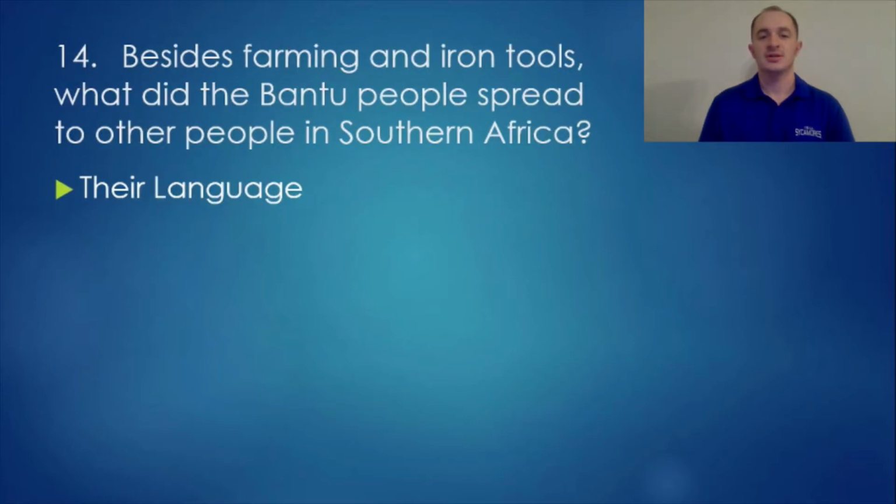So besides farming and iron tools, what did the Bantu people spread to other people in southern Africa? So around 500 AD, the Bantu came to southern Africa and started to spread their language. So with their advanced farming and iron tools, they started to teach other people in the area, and in order to teach them, they had to speak the same language. So people started to adopt the Bantu language, which we see transform into modern day languages like Swahili and Afrikaans.